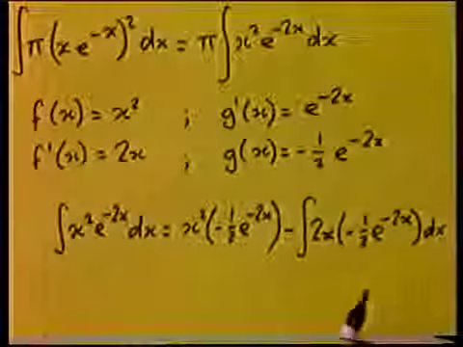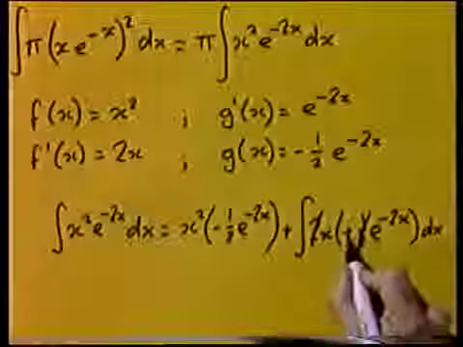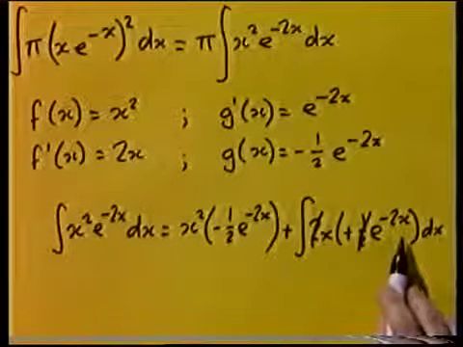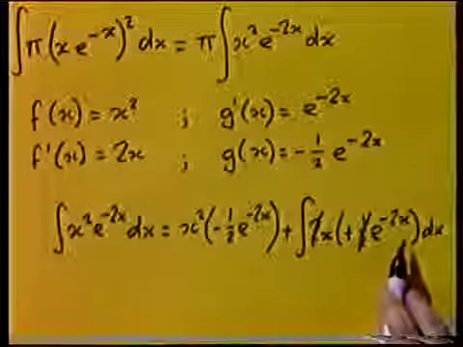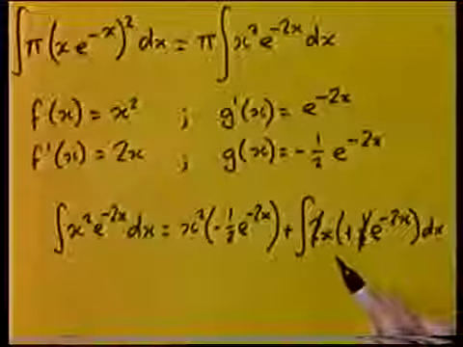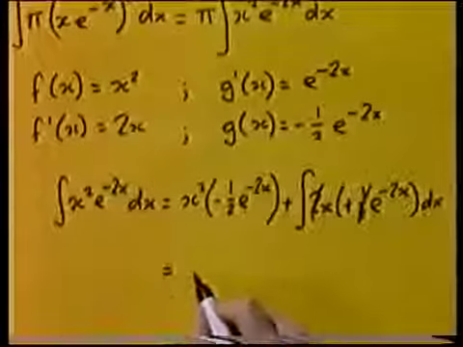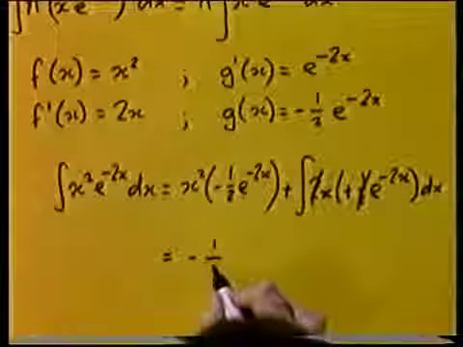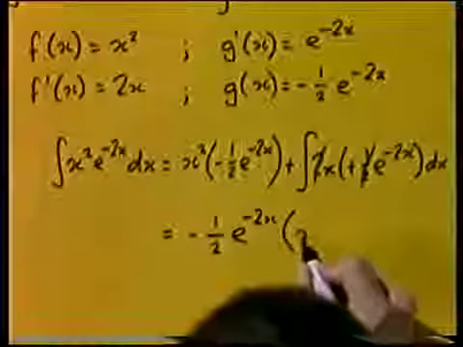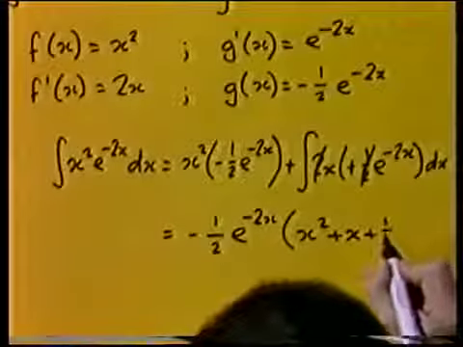This simplifies a bit. The 2's cancel, and there are 2 minuses. So this is just the integral of x e to the minus 2x. And that's even more like our area integral, so we can use parts again. I'm not going to go through that calculation, but if you did it, you'd finally end up with minus a half e to the minus 2x times x squared plus x plus a half.